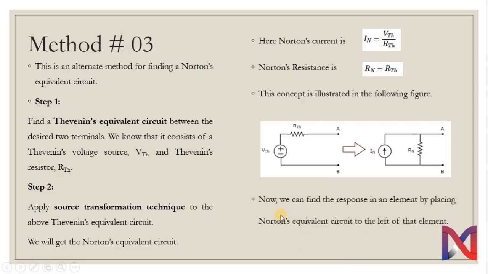Only after that we can find the response of an element by placing the Norton equivalent circuit to the left hand side of the element. Here we will place our element, the load resistance R, and we can find its response. Let's proceed to our example.